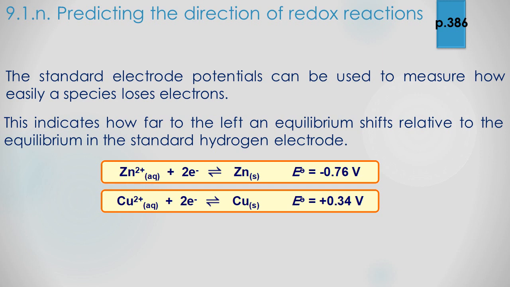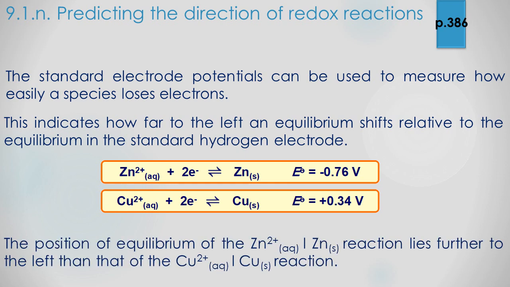so therefore the equilibrium shifts to the right toward the formation of Cu, the reduction of Cu2+ and the formation of Cu. So the position of the equilibrium of the Zn2+/Zn reaction lies further to the left than that of Cu2+/Cu, so therefore zinc is more reactive than copper.